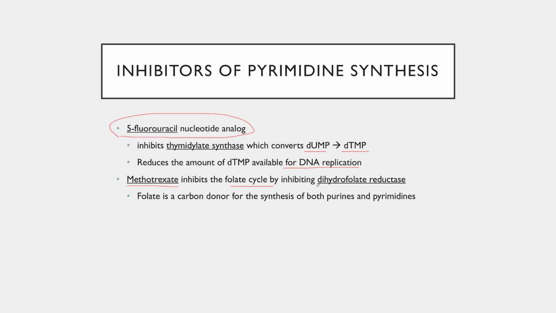The direct location of inhibition is at the dihydrofolate reductase enzyme. And we know that folate is required for this conversion. So again, by inhibiting the folate cycle, you inhibit the conversion of dUMP to dTMP. And therefore, it's also effective at reducing the ability of the cell to proliferate by reducing DNA replication.